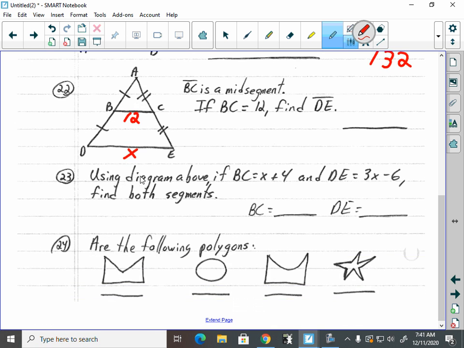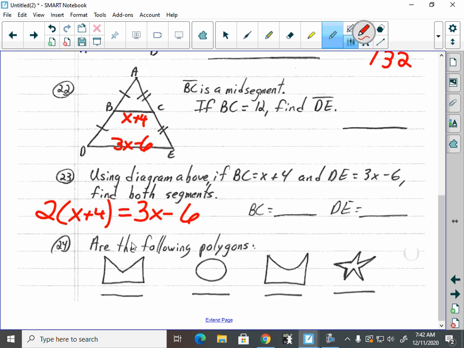Number 23, using the diagram above, BC is x plus 4 and DE is 3x minus 6. Okay, 2 times the small equals the big. 2 times the small, BC is small, equals the big. Okay, so spoiler, number 22's answer is 24, right? This answer is 24 for x, so then we'll just pretend like that's gone now, and then I could put this here. 2 times that equals that. Okay, solve for x, plug it into that and to that.